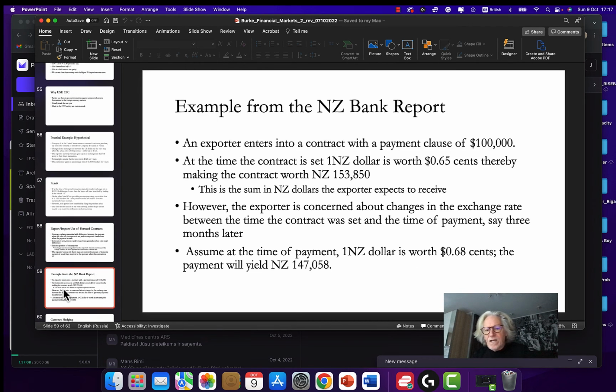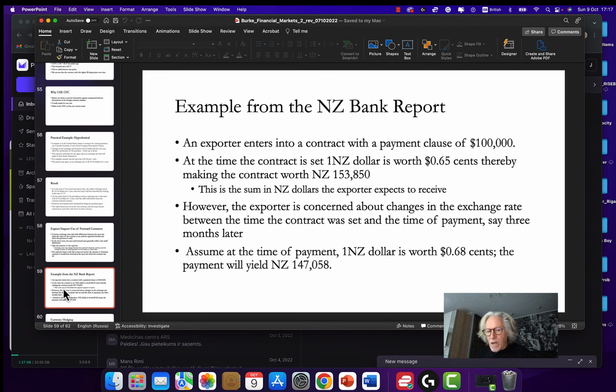And the contract, the import-export contract, it's priced in US dollars. It's not priced in New Zealand dollars. So at the time the contract is entered into between the two parties, the New Zealand party and the non-New Zealand party, the price is 100,000 US dollars. So let's look at the spot rate.